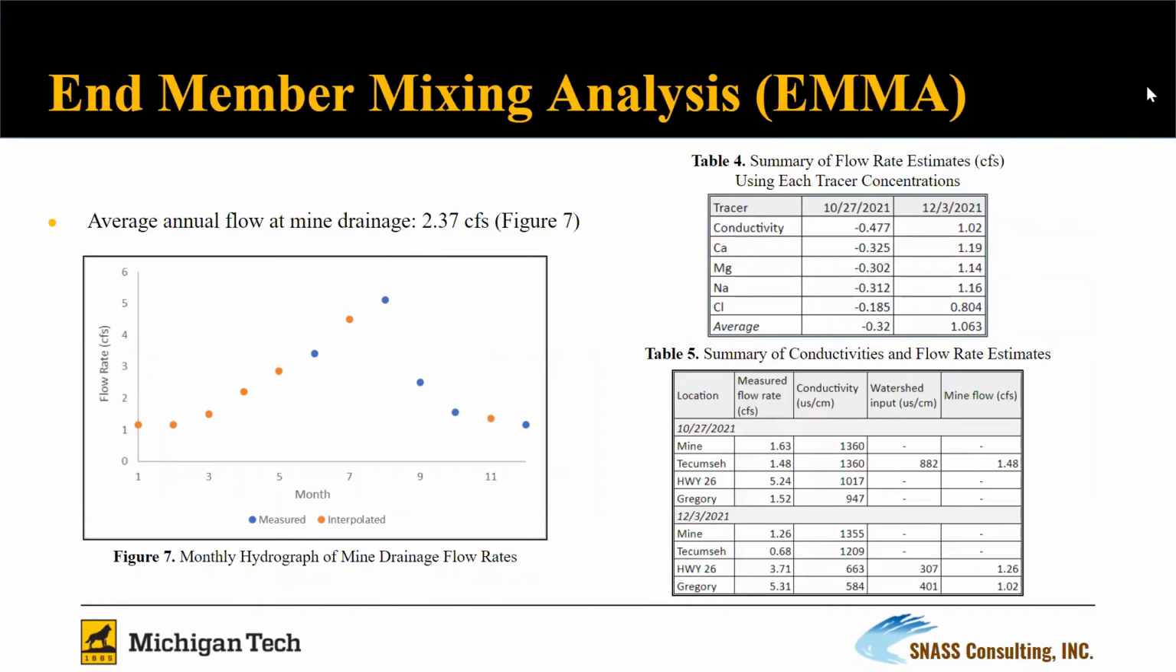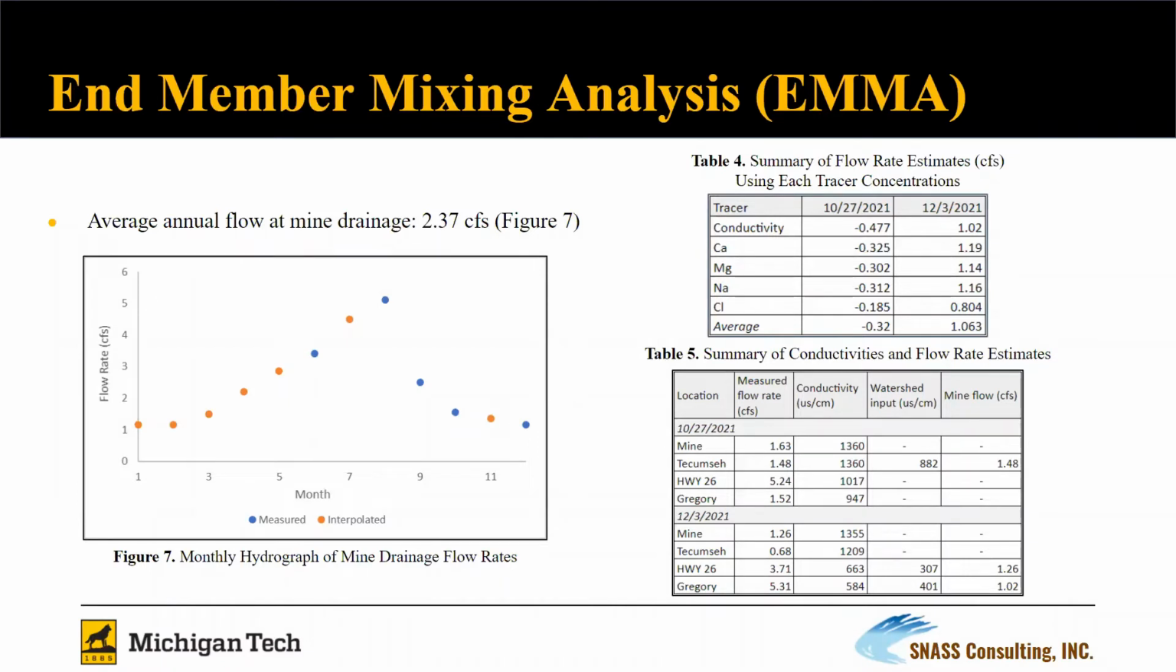So in addition to doing measured flow rates, we also did calculation-based flow rate estimates. For those of you who are unfamiliar with the EMA, the end-member analysis process, it's basically using a simple mass transfer equation and conservative tracers along the water system. The conservative tracers that we use in this analysis are conductivity, calcium, magnesium, sodium, and fluoride.